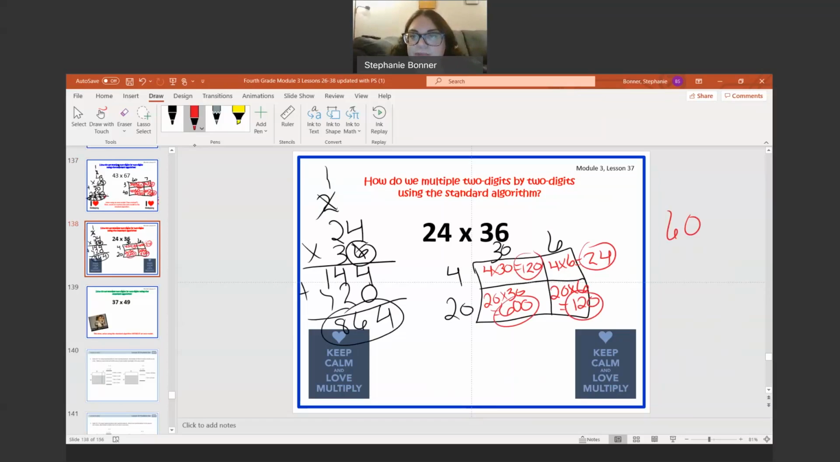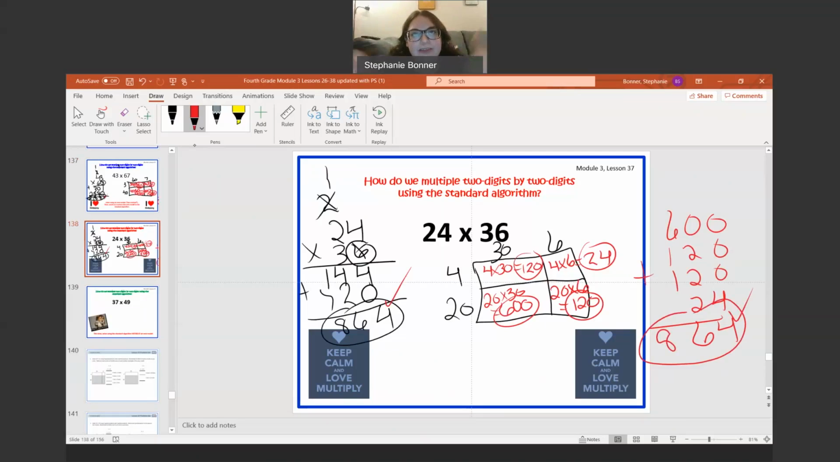600, 120, 120, 24. So 4 plus 0 is 4. I hope you know that. 2 plus 2 plus 2 is 6. And 6 plus 2 is 8. And we did, in fact, get the same answer, which makes me believe 864 is the correct answer.